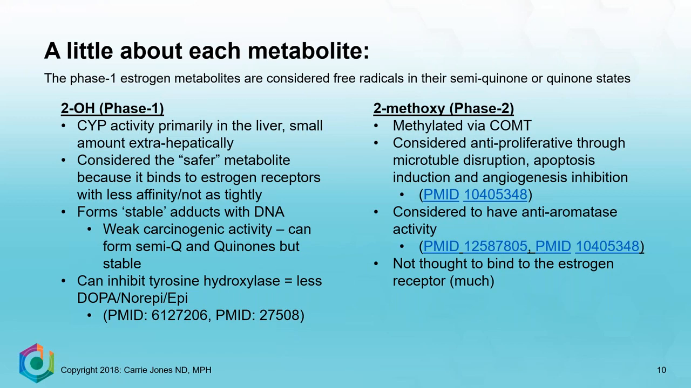Now on the right-hand side, you'll see 2-methoxy. The methoxy, like I was saying, is part of phase 2. It's gone through methylation, which we're going to talk about. But the 2-methoxy is actually considered pretty good. In fact, really pretty good. It's considered anti-proliferative, and you can see there microtubule disruption, apoptosis induction, angiogenesis inhibition, which are all really good things when it comes to the risk for cancer.